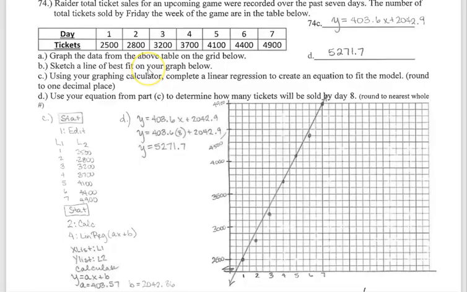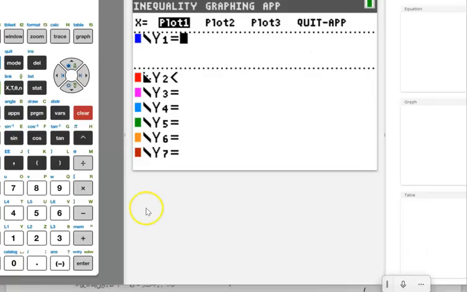Then it says sketch a line of best fit on your graph below. So basically, you just want to draw a line that goes through your points. You are not connecting all of these points. If you connect all these points, that will not be a straight line. That won't be a line of best fit. All right, so that's our approximation of a line that would best fit those points. Our calculator can do a much better job of that. All right, so let's go to our calculator.